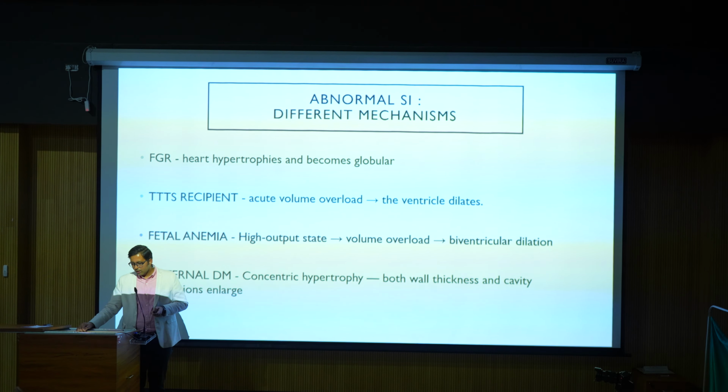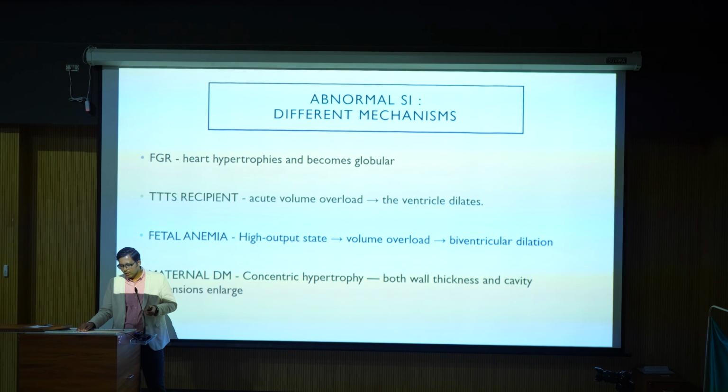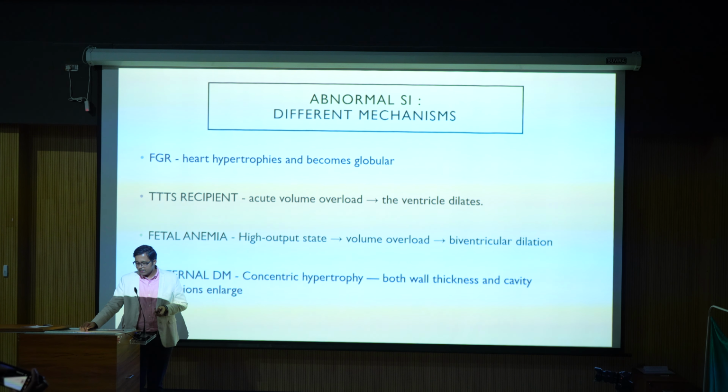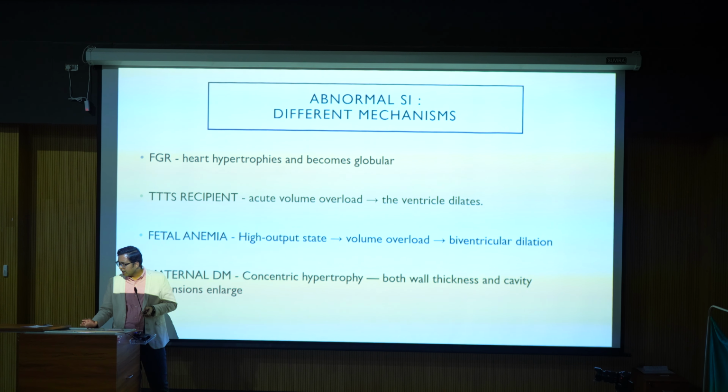So what are the causes of an abnormal sphericity index? There are different mechanisms. In FGR, the heart hypertrophies and becomes globular. In the TTTS recipient, there is obviously acute volume overload, and because of that, the ventricles dilate. In fetal anemia, there is a high output state with volume overload and biventricular dilatation. Because of maternal diabetes, it can have a concentric hypertrophy, and both wall thickness and cavity dimensions will enlarge.